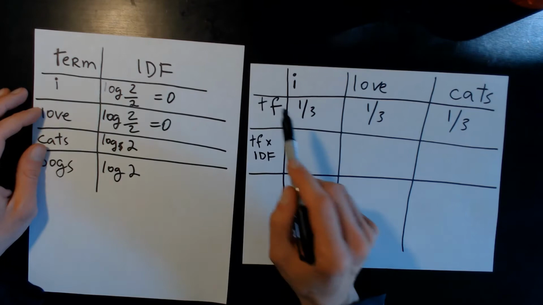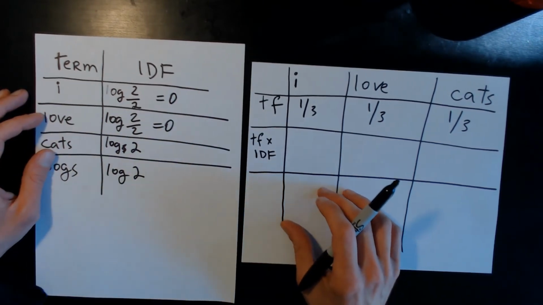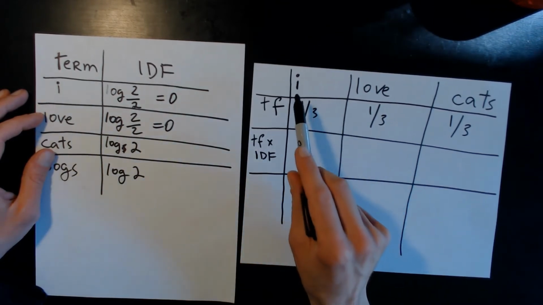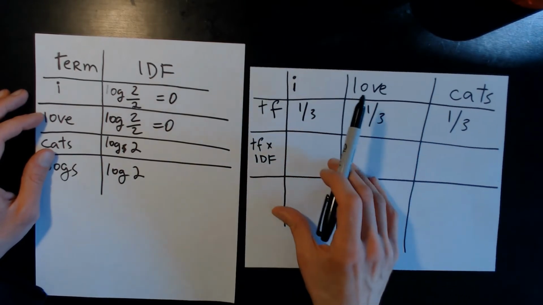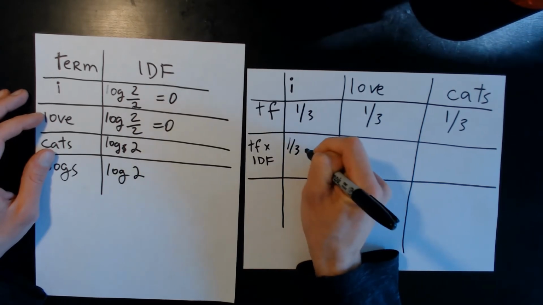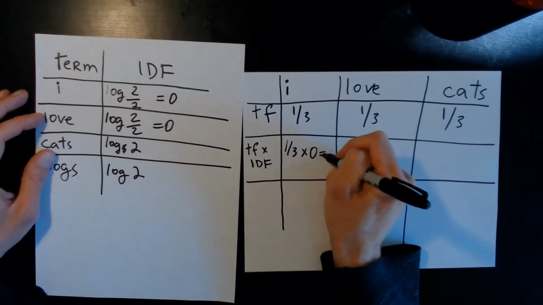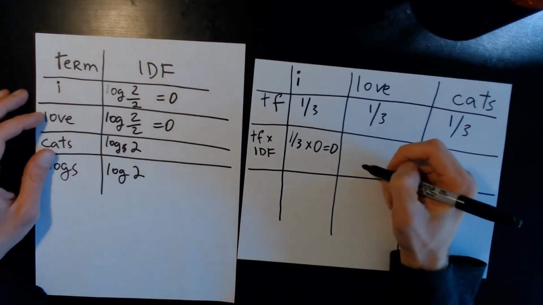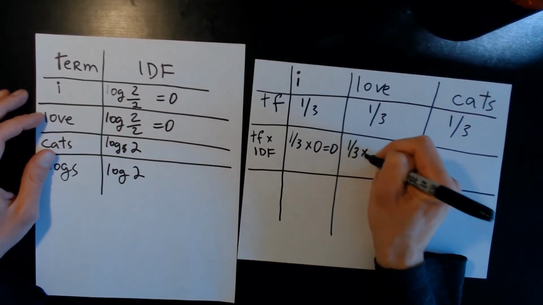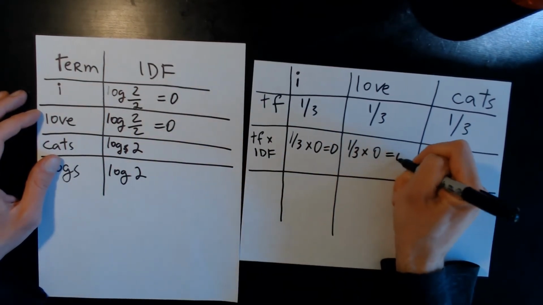Okay, so we got our TFs, we got our IDFs, and we're ready for the last step, which is to multiply TF by IDF. So for the term I in I love cats, we're going to multiply its TF, which is 1/3, by 0, and we're going to get 0. For love, also, the TF is 1/3. We're going to multiply it by the IDF of 0, and we're going to get 0.